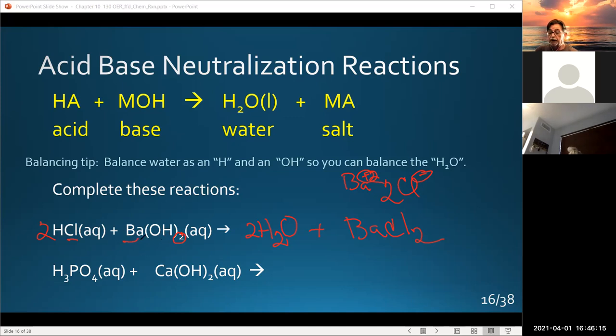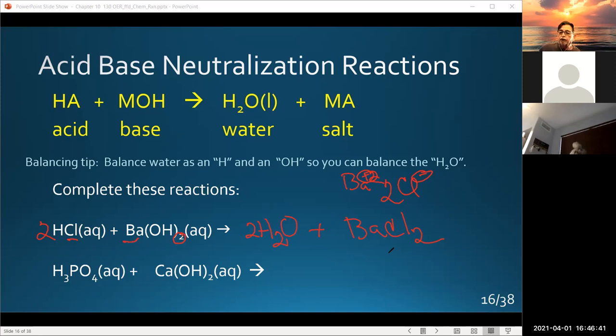And then I got 1 barium, and then my 2 chlorides, because I got a 2 in front of HCl, balances my chlorides. So I have a balanced chemical reaction. And I balanced it by following the protons and the hydroxides. Okay. All right, let's take a look at the next one.